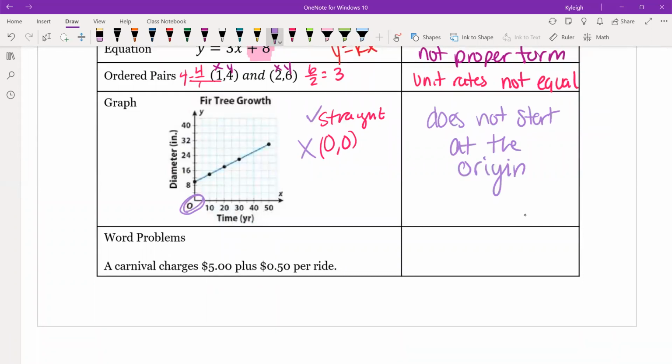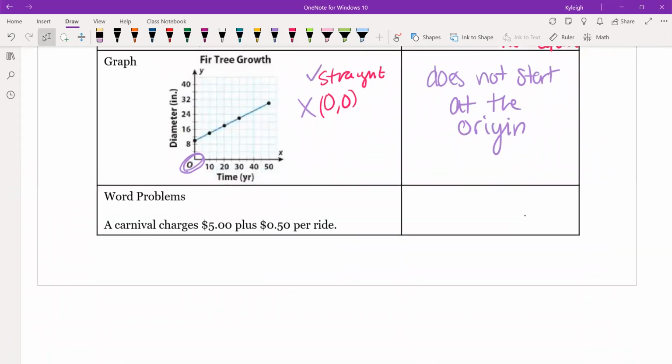Okay. And the last one is a word problem, and we want that it's a denominator of 1. But this says it's 550 plus 50 for a ride. So it's 5 plus. That's not a unit rate. Not unit rate. Okay, so that's how you tell if things are proportional or not.